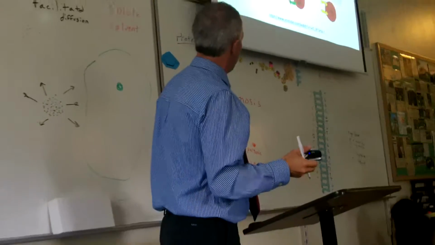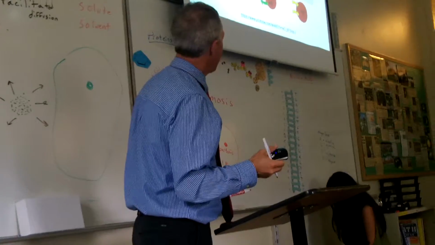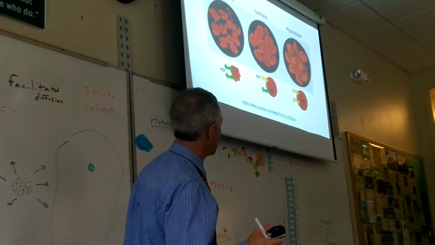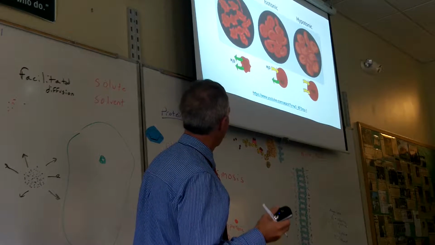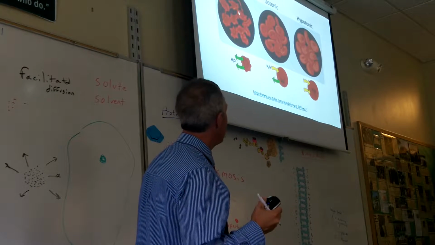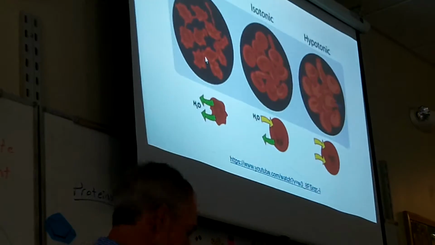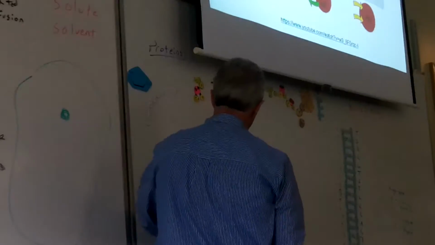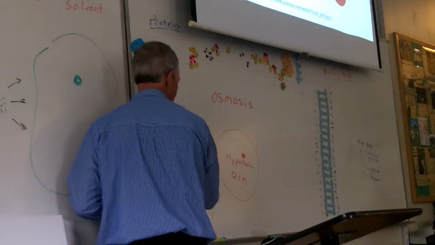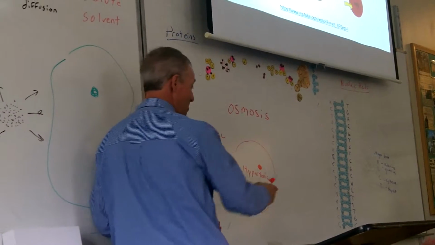So, if we put a cell in a hypotonic solution, that means we're putting the cell in a solution that has a bunch of water, and it's going to expand. If we put a cell in a hypertonic solution, that means the cell is in a solution that has a bunch of sugar in it. So imagine we put this cell that's 0.1 molar into a solution that's maybe like 0.8 molar. 0.8 molar is a lot more sugar than 0.1 molar. It's 8 times as much sugar.